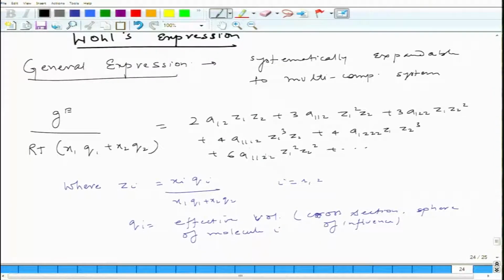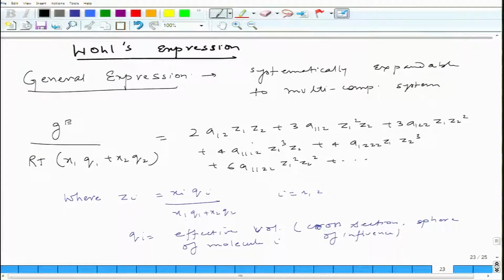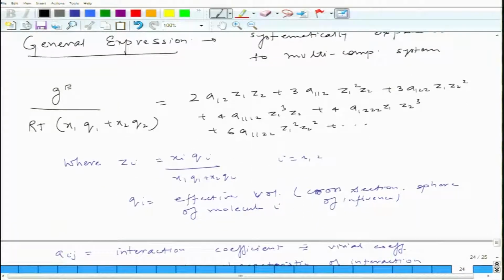If you have 4 particles, 3 of type 1 and 2 of type 2, you can show this to be like this. So this is the idea. This is how Wohl came up with the expansion of GE in terms of the effective volume fractions of molecules. Okay, it will continue. So this is the expansion we are considering.